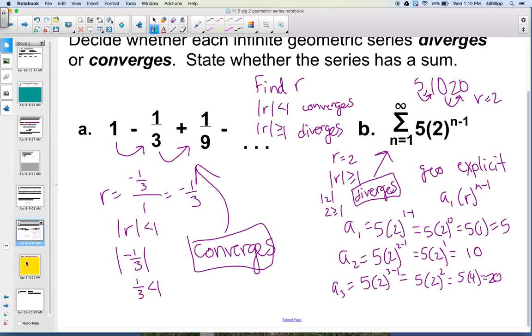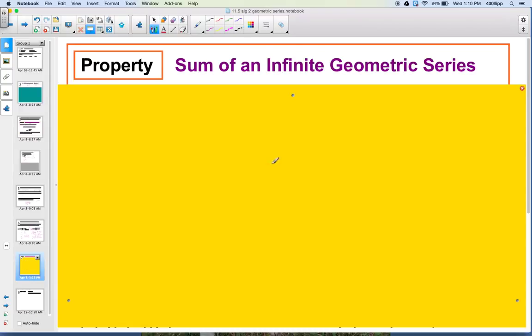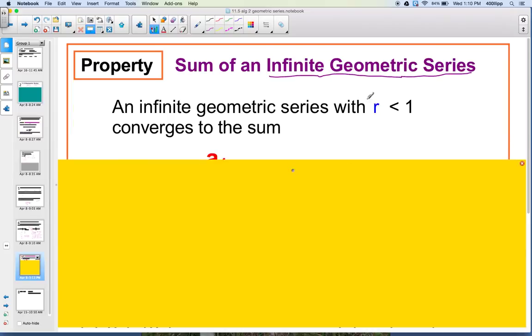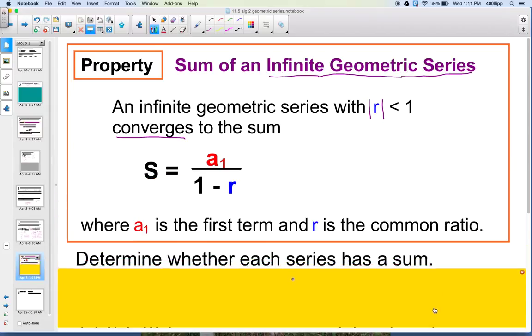All right, so moving on here, now we're going to find the equation for when it does converge. So this is a sum of an infinite, meaning it keeps going on and on forever, geometric, meaning that you're multiplying by the same number to get to the next term, series, meaning you're adding all of the terms in the geometric sequence. So we can only use this when, this should be an absolute value here, the absolute value of r is less than 1. So that meant that it converges, right? We just went over that. So if the absolute value of r is less than 1, it converges, and here's how you find the sum.